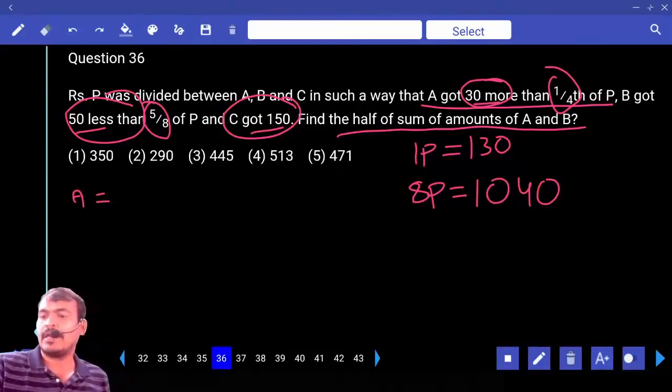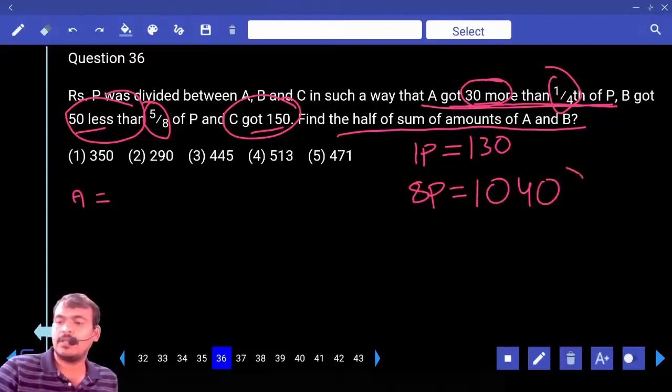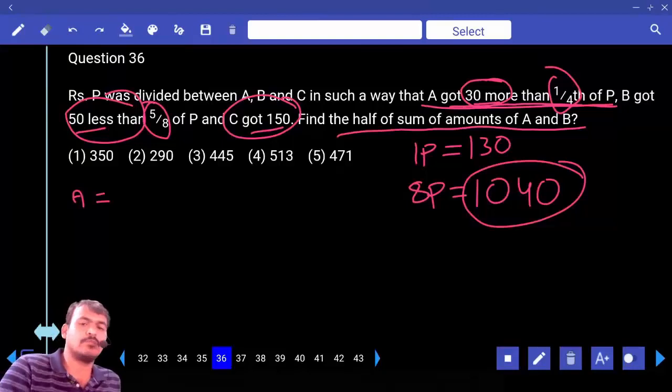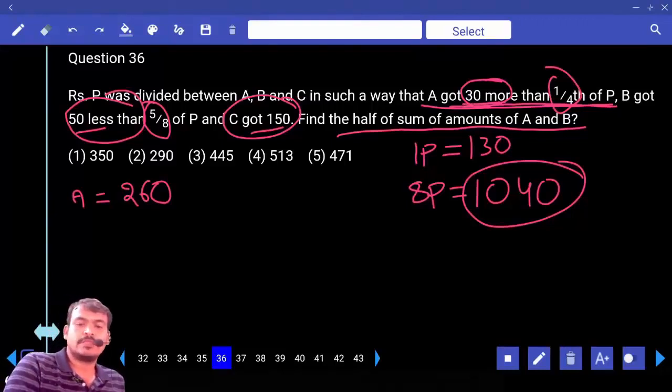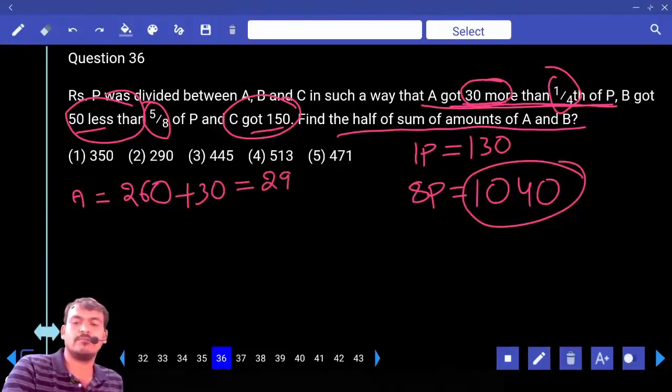A gets 30 more than 1/4 of P value. Here P is nothing but how much value? 1040. In that, 1/4 is nothing but half, again half. What is the half of 1040? 520. Half of 520? 260. Compared to 260, how many rupees more is A getting? 30 more. Plus 30 or minus 30? Plus 30. It is 290 rupees.